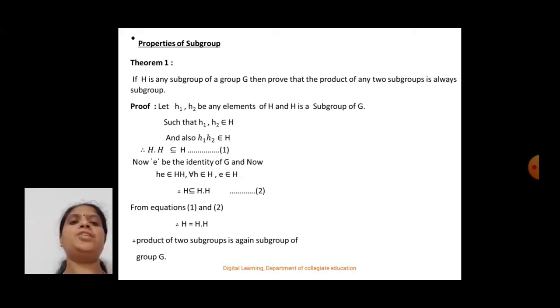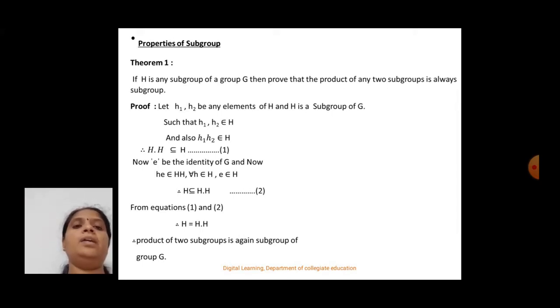Theorem: if H is any subgroup of a group G, then prove that the product of any two subgroups is always a subgroup. To prove this, let's take two elements h1 and h2 of H, where H is a subgroup of G, such that h1 and h2 belong to H. We have to concentrate on the small h and the capital H here.